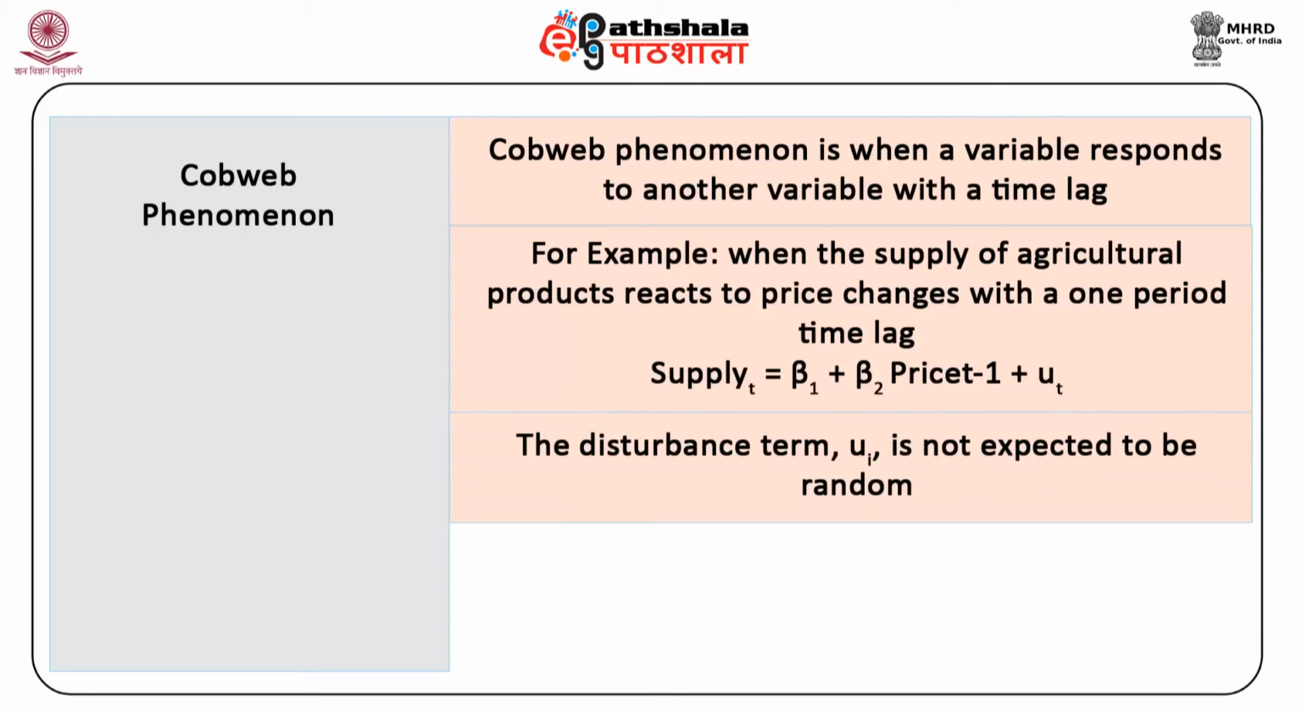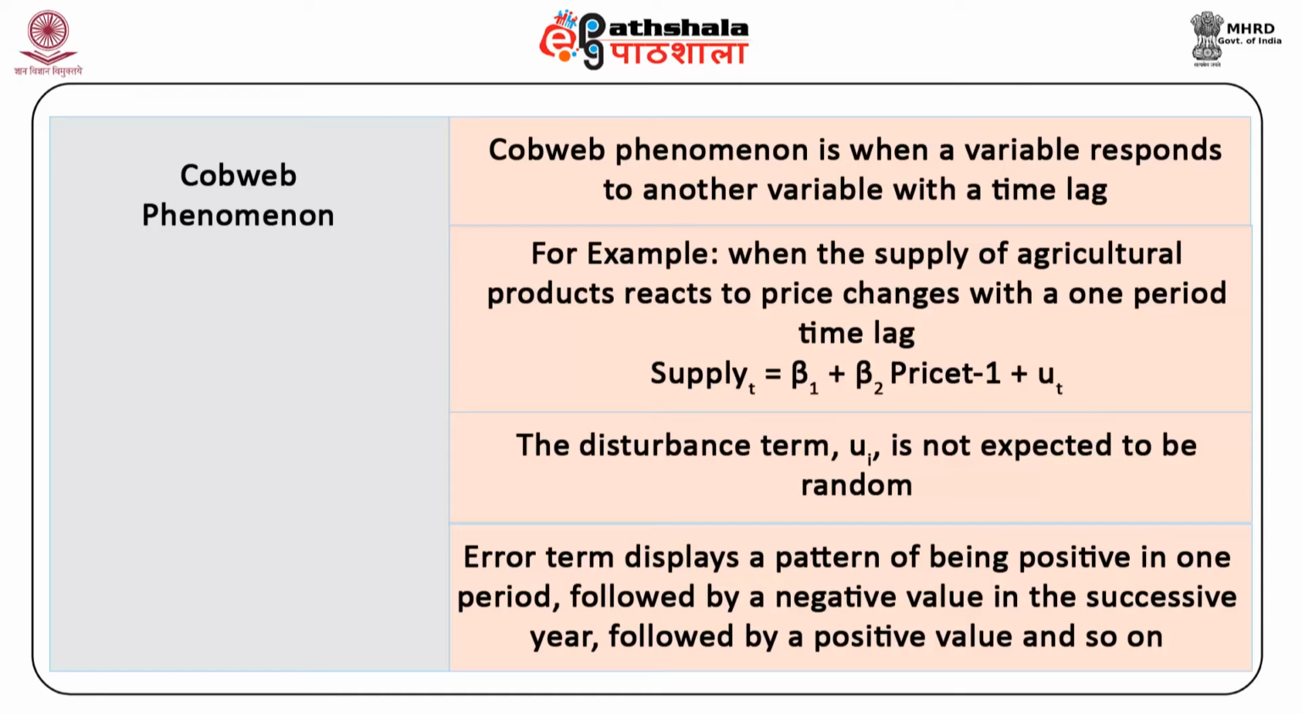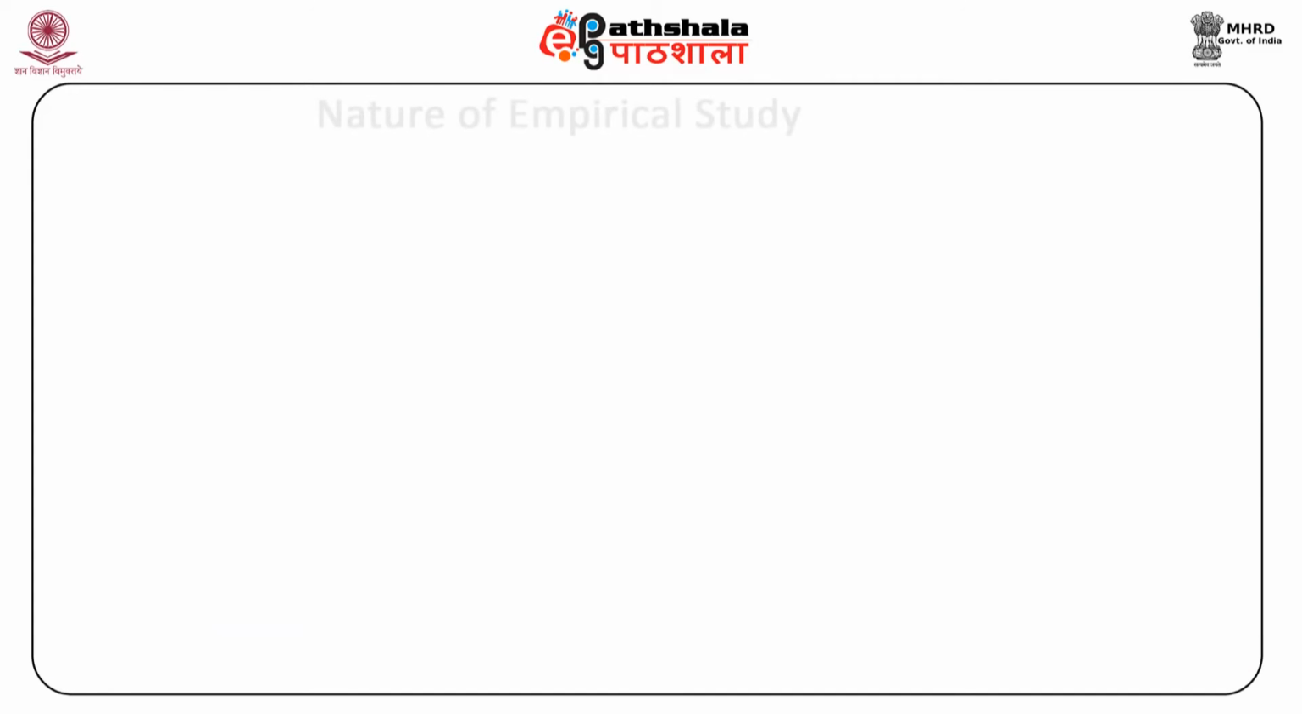Then the disturbance term u_t is not expected to be random. In fact, the error term displays a pattern of being positive in one period, followed by a negative value in the successive year, followed by a positive value, and so on. Another cause of autocorrelation is the nature of the empirical study.